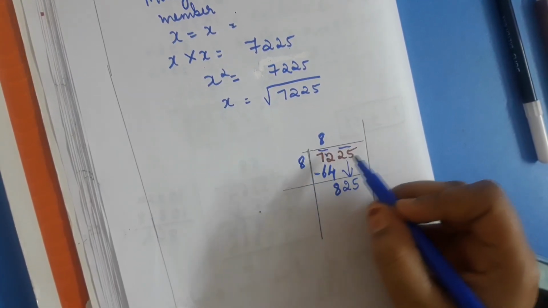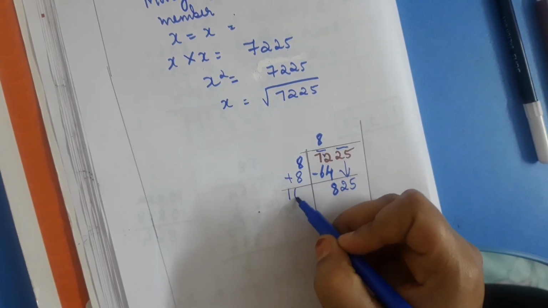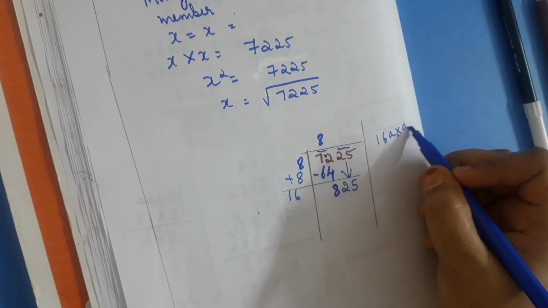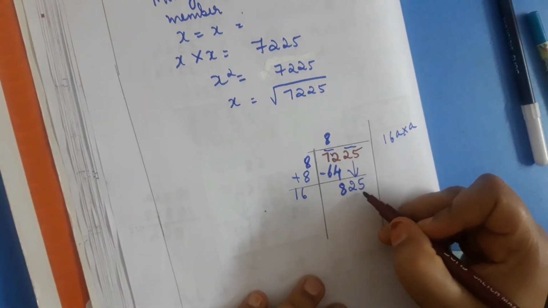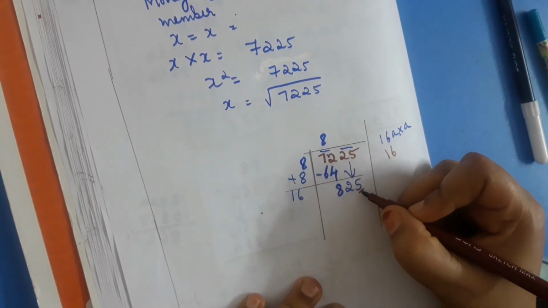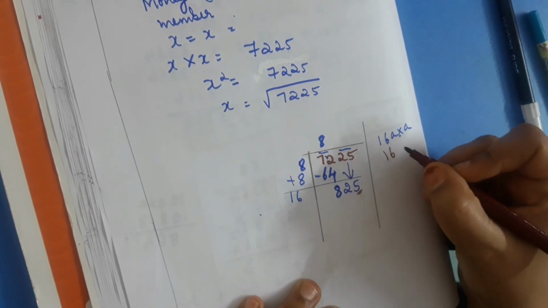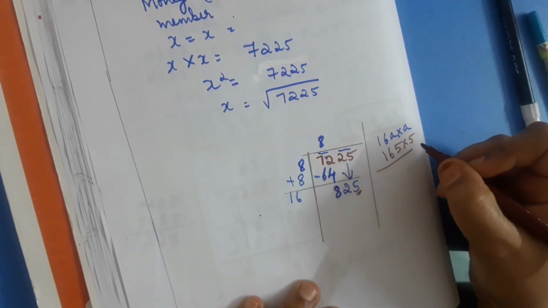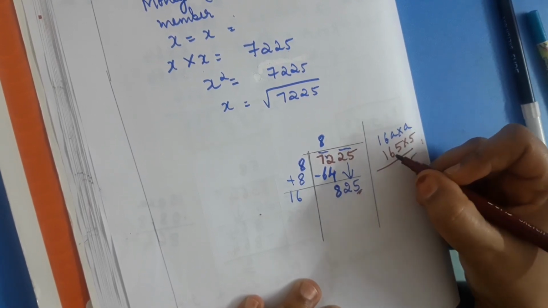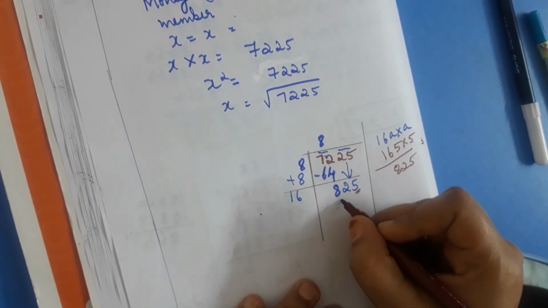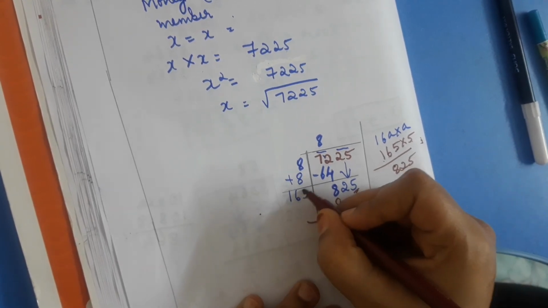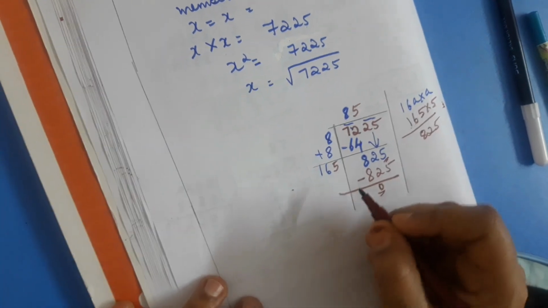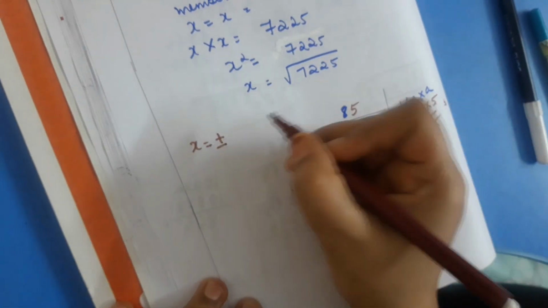Bring 25 down. With 8, the same 8 we have to add. 8 plus 8 is 16. Now with 16, any number multiplied with the same number, we have to get 825. To check, the last digit we need is 5. So with 16, check 5 in the square, where we get 5 in the ones place. 5 5s are 25, 2 carry. 5 6s are 30, 32, so 3 carry. 5 1s are 5, 5 plus 3 is 8. So 825 minus 825 is 0. This 5 we write here and this 5 here. So the answer is x equals plus or minus 85.